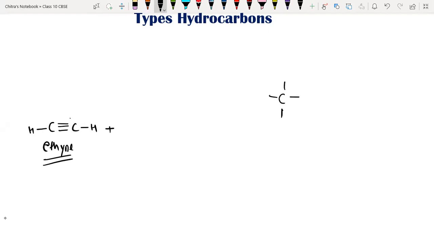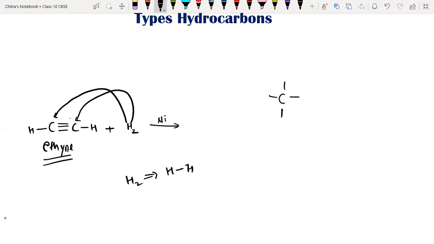So here we have ethyne. I have reacted ethyne with hydrogen in presence of nickel. Nickel is used as a catalyst, which is generally used for hydrogenation reactions. In hydrogen gas H2, we have a hydrogen-hydrogen bond. One hydrogen is going to attach on the first carbon and another hydrogen on the second carbon. Now we have 2 hydrogens here. It was 1 first, but now we have 2.